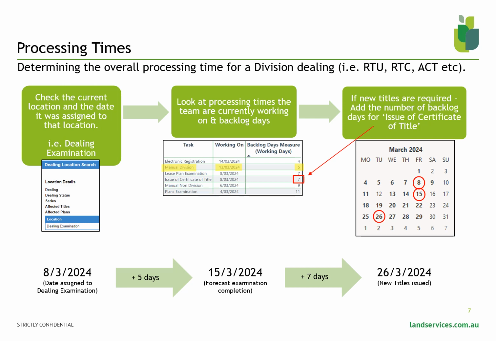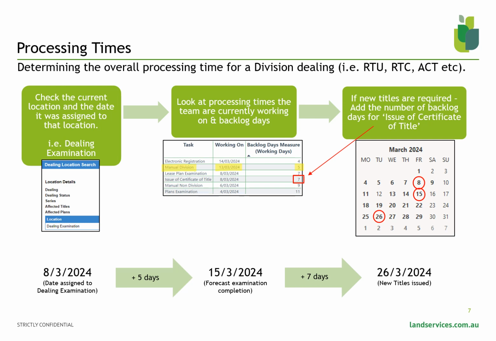Now let's look at how to determine the overall processing time for a division dealing, including dealing registration and issue of the new titles. Using the same techniques we just learnt, we can identify the current location of the dealing and the date it was assigned to that location. In this example, the division dealing was assigned to dealing examination on the 8th of March. Now we refer to the current processing times. In this instance, the current backlog for manual division dealings is 5 business days, meaning that our dealing will likely be examined on the 15th of March.